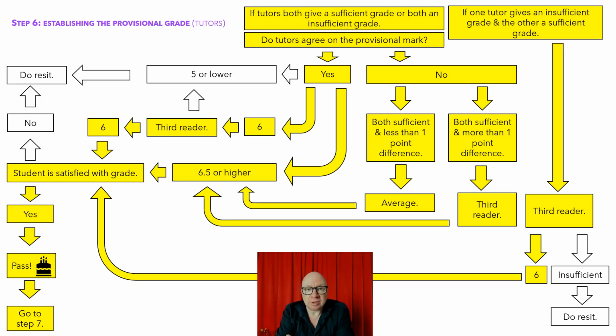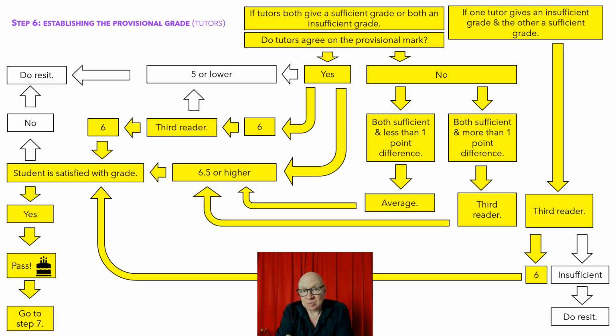If they do not agree, so if someone says it's a 6 and the other says it's a 7, and they say, well, no, I'm sticking to the 6, and the other says, no, I'm sticking to the 7, then they have to average, and then it will be 6.5 or higher, and the same procedure is followed. You get your provisional grade and you can decide whether you do a resit or you go to the defense.